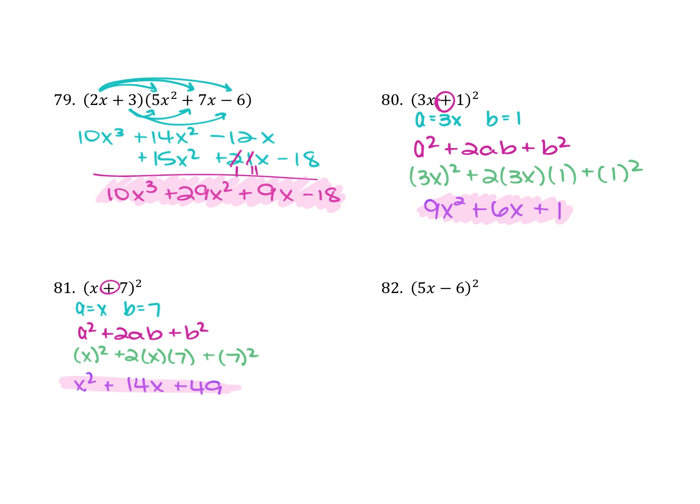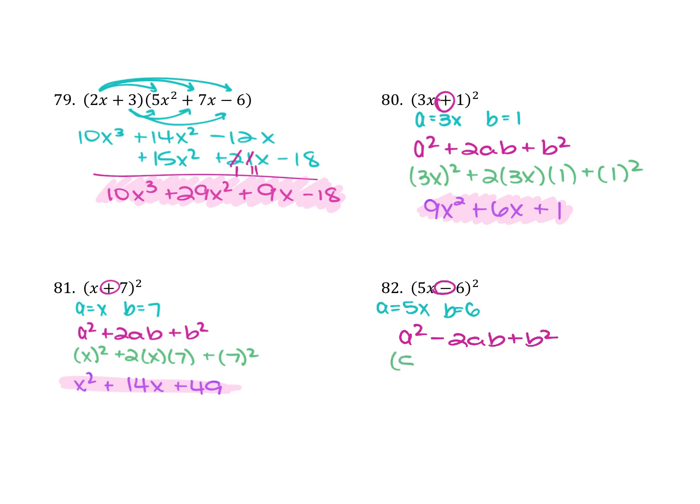For 82, you have 5x minus 6 raised to the second power. So that 5x is going to be our a. Our 6 is going to be our b. We have a negative between these two terms now. So we're going to use a squared minus 2 times a times b plus b squared.